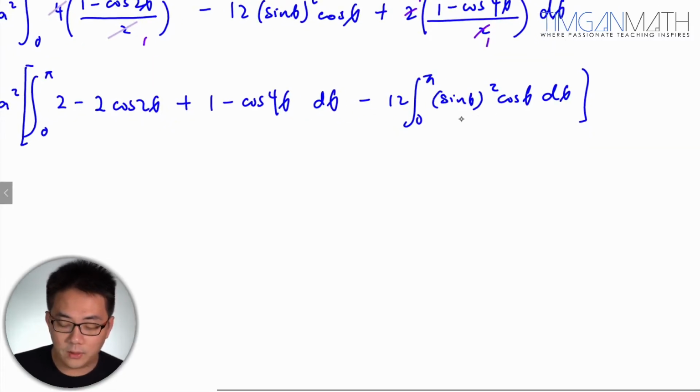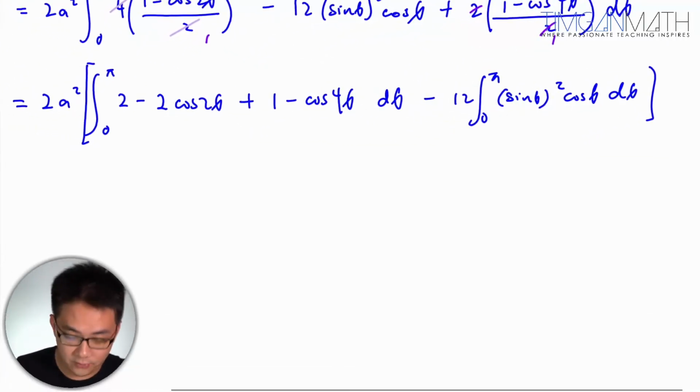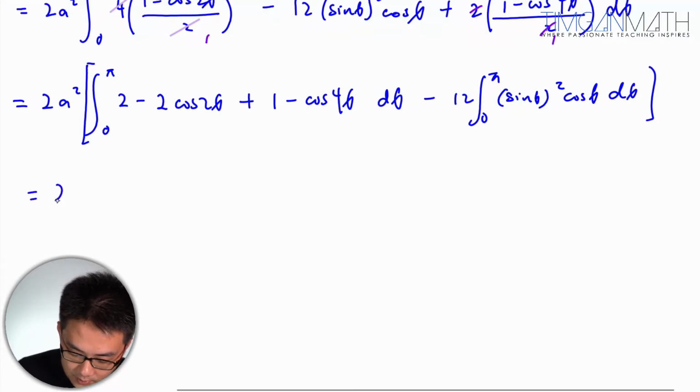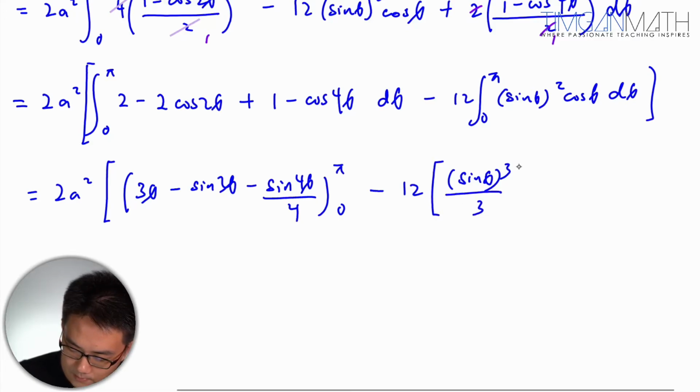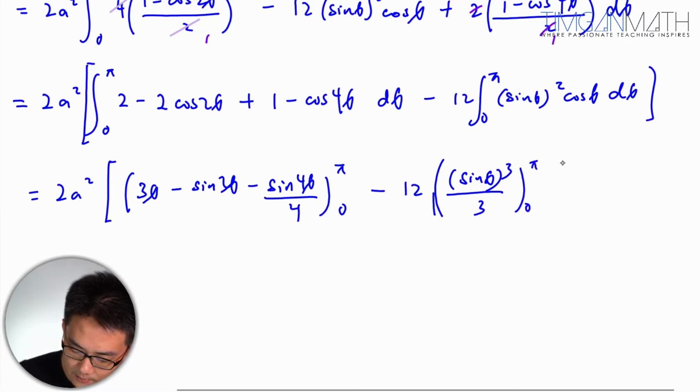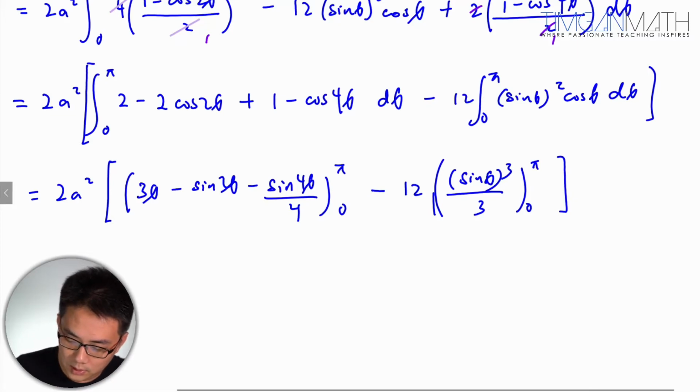Okay, so the part behind is just a recognizable form. 2 plus 1 is 3, so I'm going to express this as 3 theta minus sine 2 theta, integrating this and dividing, right? Minus sine 4 theta over 4, from 0 to pi. This will be 12 times sine theta cubed over 3. Okay, there you go, so this one's done. We could use 0 to pi, so this could be cancelled away as well, and this will just be 4.